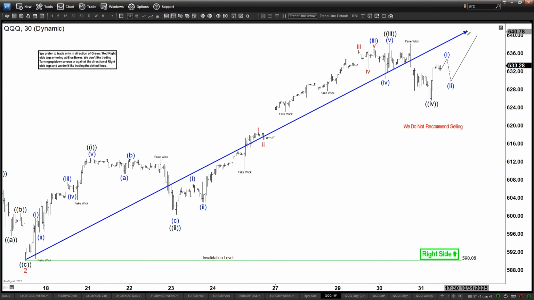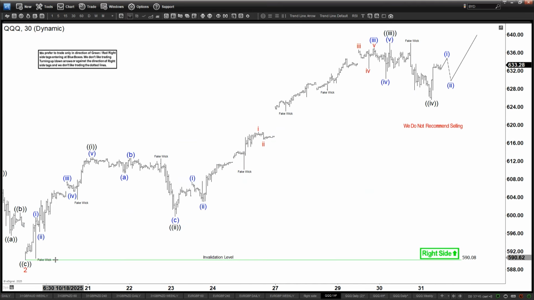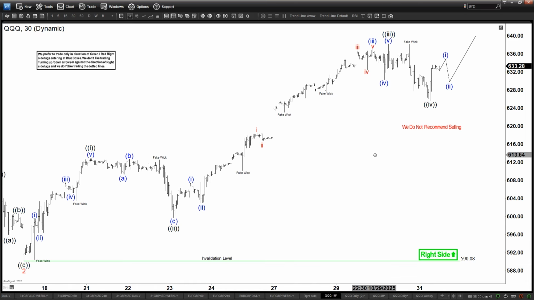Within wave 3 in the minor degree, we subdivide into 5 waves. So we got this 1, 2, and then 3, 4. Very nice. And you can see the extension, clear extension within wave 3 here. So now looking for wave 5 higher to finish wave 3 in the minor degree. And then after that, we should be getting wave 4, and then another leg up in wave 5.